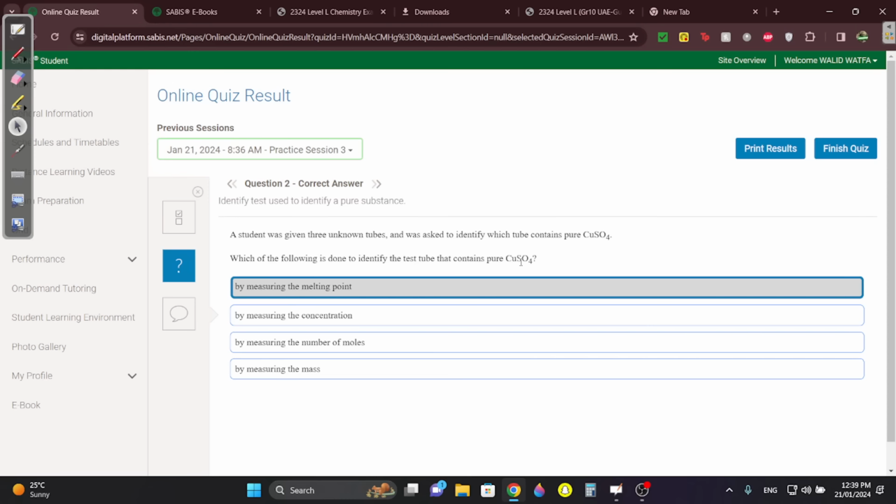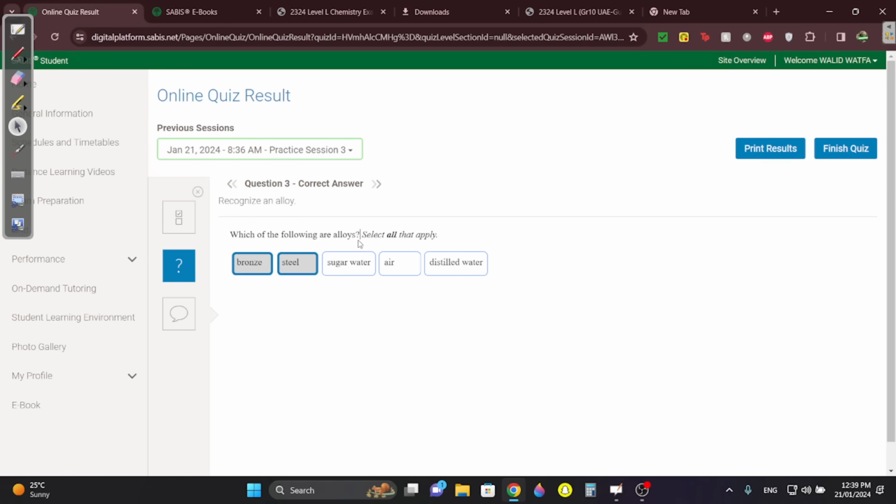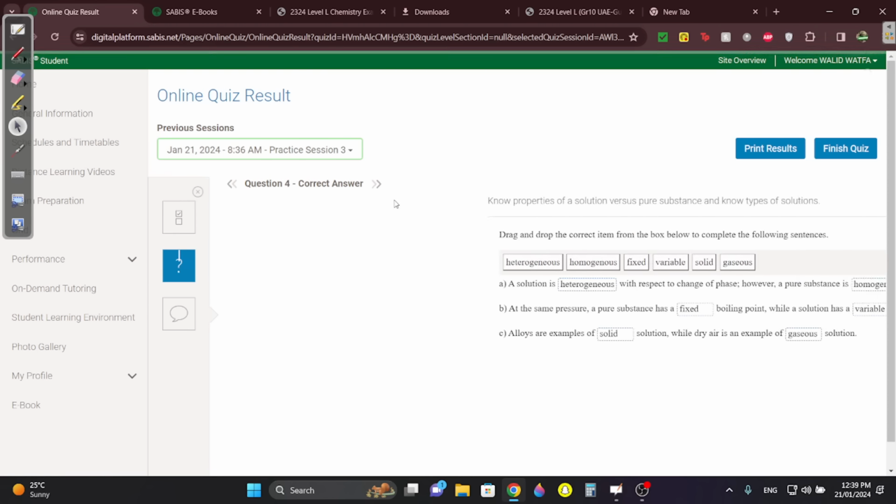So how do I know if this is pure copper sulfate? To compare the melting point, okay? Because the melting point is a constant. Which are alloys? You guys remember alloys are solid mixtures when you mix two solids together, okay? Like brass is an alloy, steel is an alloy, bronze is an alloy. Steel, by the way, is iron and something else, I forgot. But whenever you mix two metals together, you get something called an alloy. Okay, these are from grade 9. I'm pretty sure you guys remember them.